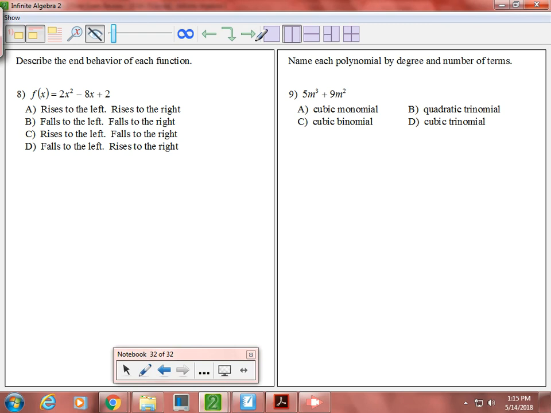Number 8, describing the end behavior on this, exactly the same thing. This is a parabola because it's squared, and because of that 2, it's going to be positive. So it's going to rise to the left, and it's going to rise to the right.